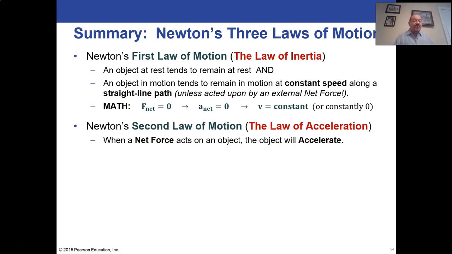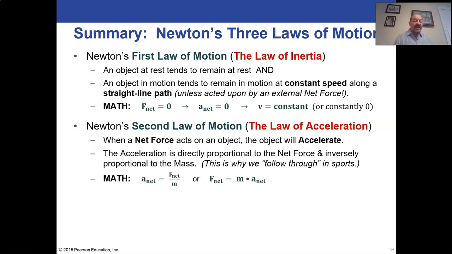Newton's second law of motion, also called the law of acceleration. When a net force acts on an object, the object will accelerate, and that acceleration is directly proportional to the net force. Why? Because a equals F divided by m. A is in the numerator on one side, F is in the numerator on the other. They're directly proportional. The mass is in the denominator on the other side, so acceleration and mass are inversely proportional.